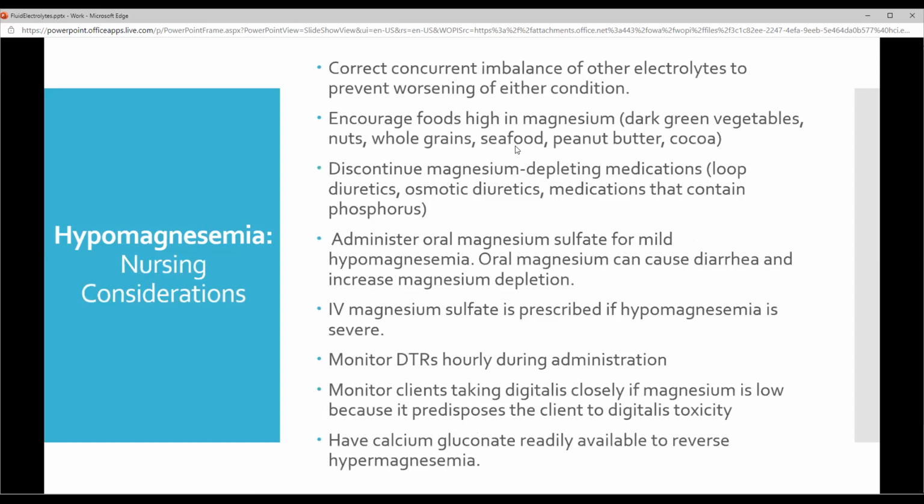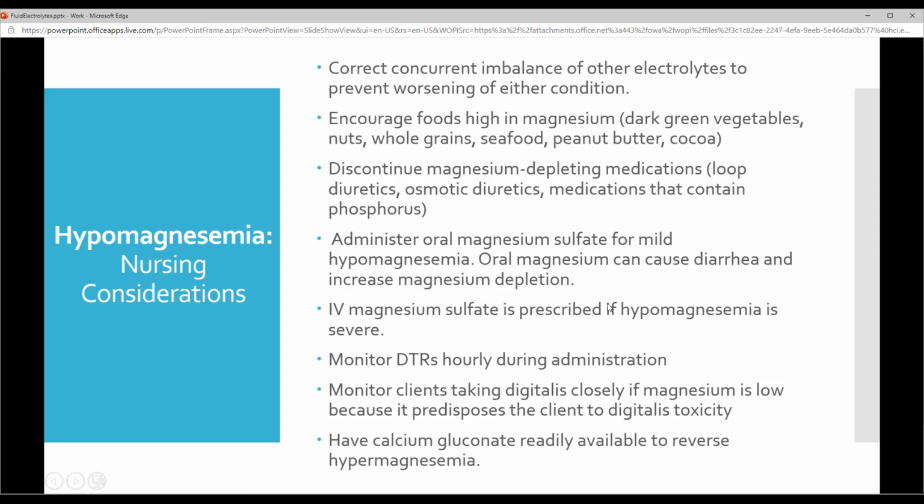Nursing considerations. So again, you want to correct the concurrent imbalances such as potassium and calcium. Encourage dark green leafy vegetables, which are going to be highest in magnesium. You're going to discontinue any meds like loop diuretics. Anything that makes you pee a lot is going to make you lose magnesium faster.